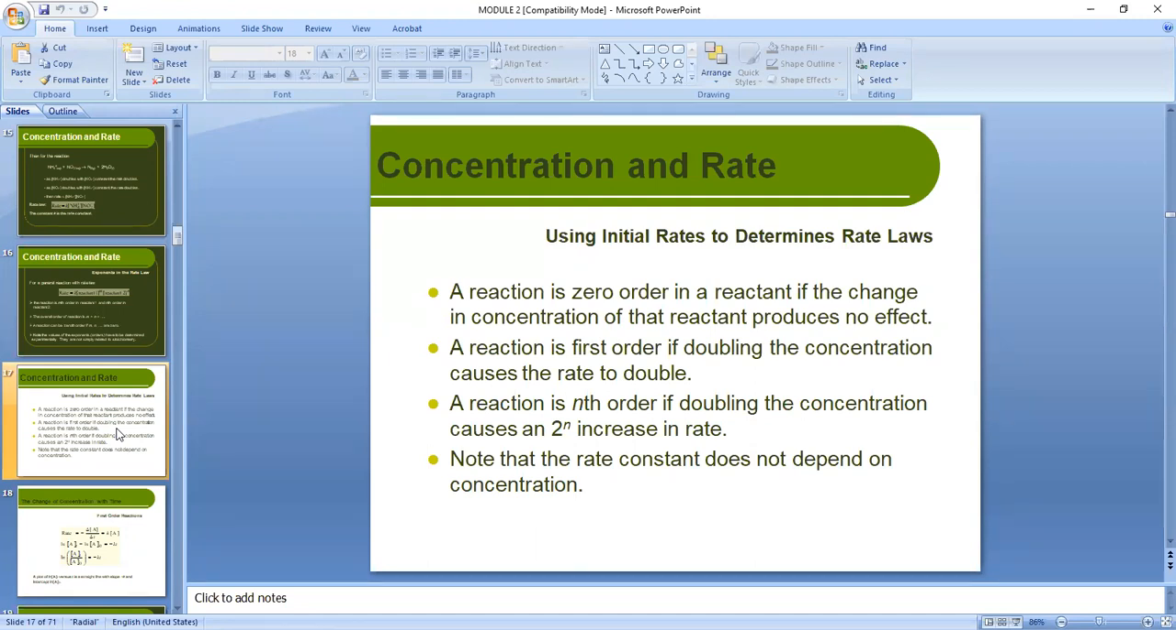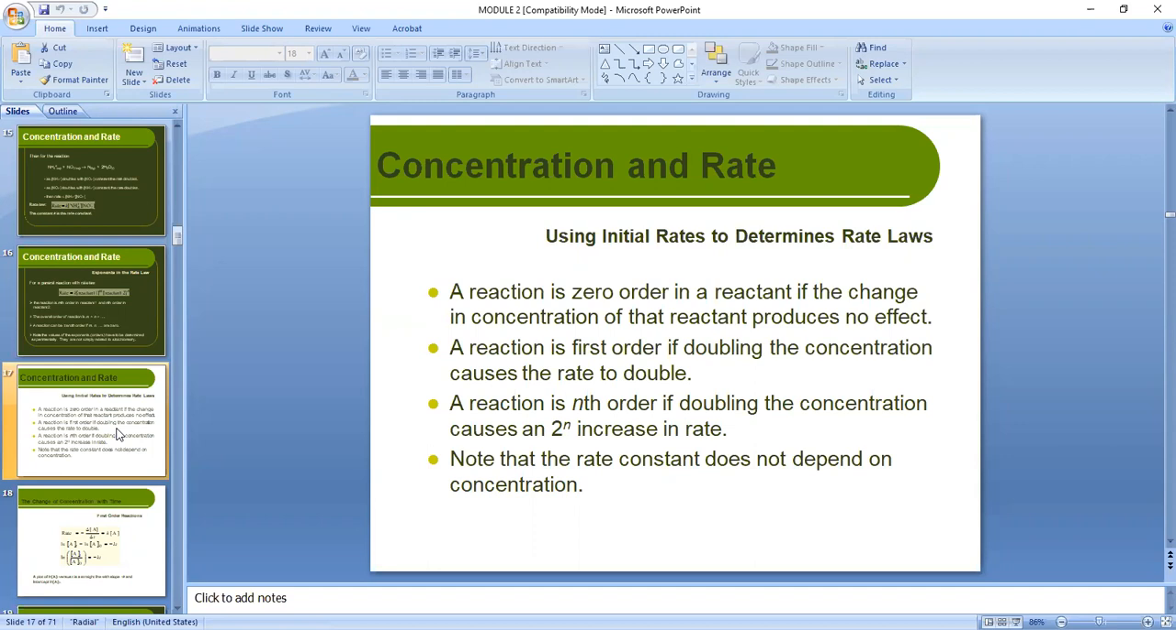Now, a reaction is first order if doubling the concentration causes the rate to double. So we can say that it's directly proportional. You double the concentration, the rate doubles. You triple the concentration, the rate triples. So they are directly proportional. The order of the reaction is first order with respect to that species which you use as a basis.